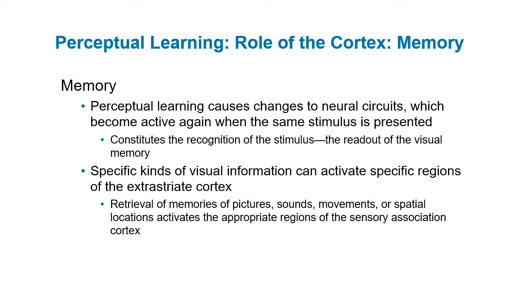And then it depends on what the visual information is. Again, if we're talking about vision, depends on what the visual information is, but it will then activate specific regions of the extrastriate cortex, memories of pictures, sounds, movements, spatial locations. They will then activate the appropriate regions in the sensory association cortex, and these regions again then become reinforced. The connections become stronger the more we are exposed to something, and the easier it is to then remember it.